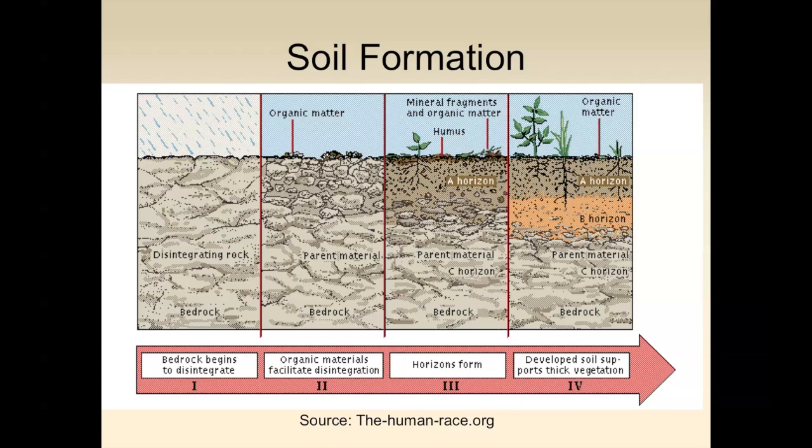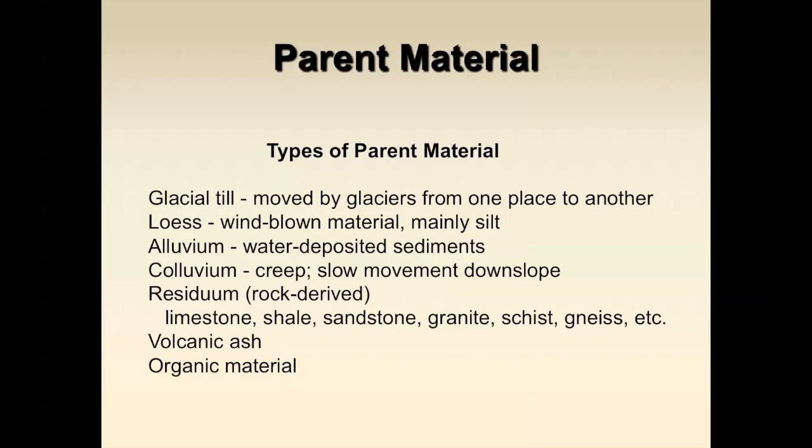Through this process of weathering and other processes, you'll find that different separate layers form from that basic bedrock. What kind of parent materials do we find? Well, you've got the glacial till. We don't really have much of that around here, but it's moved by glaciers from one place to another, and you'll find that in, for instance, the northern part of this country.